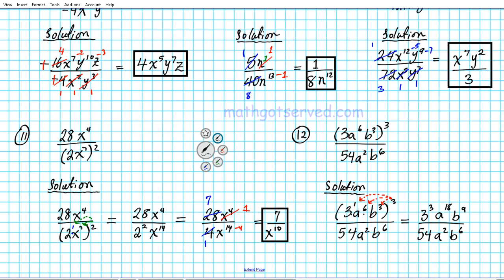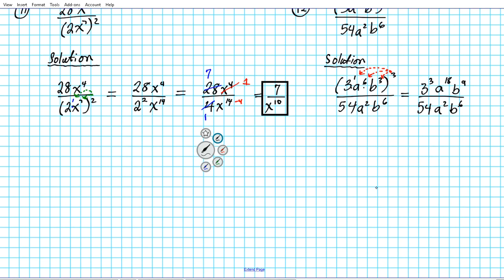I bring down the denominator. The numerator's coefficient can be simplified further. 3 raised to the 3rd power is 3 times 3 times 3. 3 times 3 is 9, times 3 is 27. So we have 27a to the 18, b to the 9th, divided by 54 a squared b to the 6th. All right, so let's go ahead and reduce this completely.